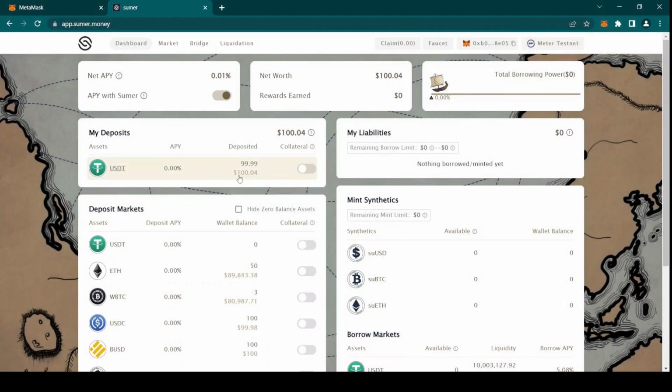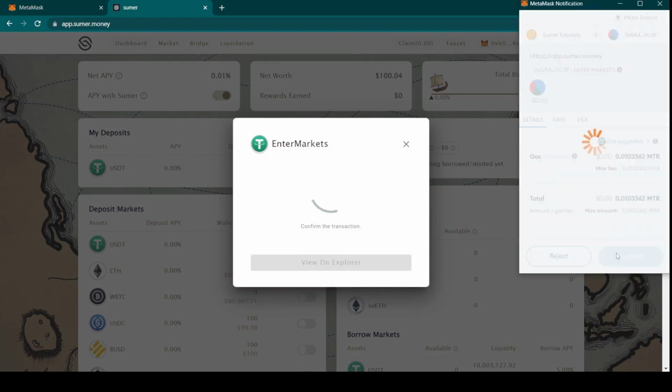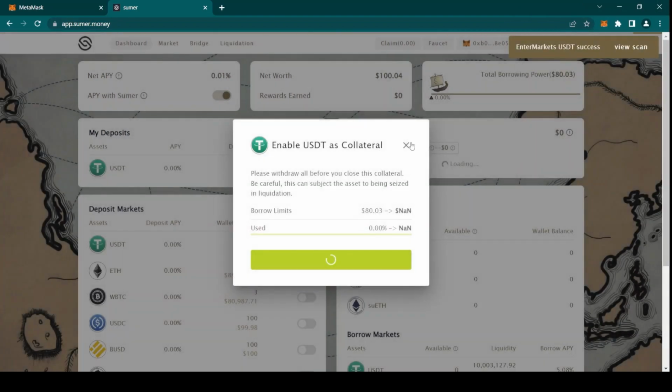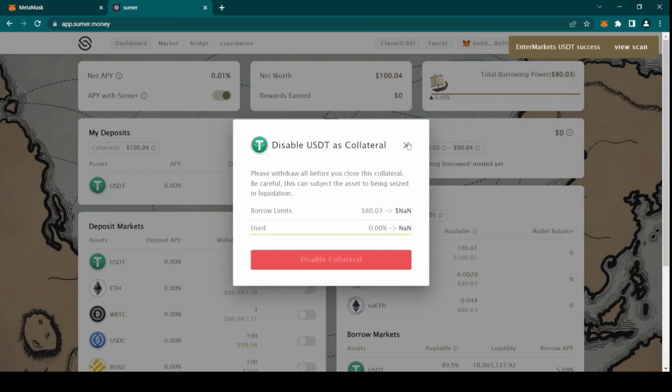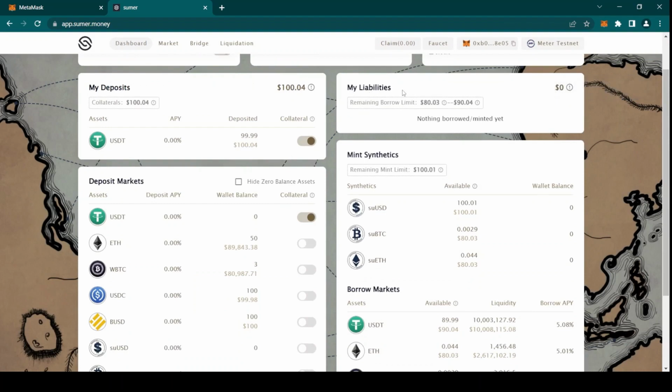We will re-enable the asset as collateral so that we can mint synthetic assets against the USDT. We have re-enabled the asset as collateral, and now we see the borrowing limit updated again to $80. On the My Liabilities tab, you will see the remaining borrowing limit, a lower limit, which is associated with borrowing of heterogeneous assets, and a higher limit associated with borrowing of homogeneous assets.